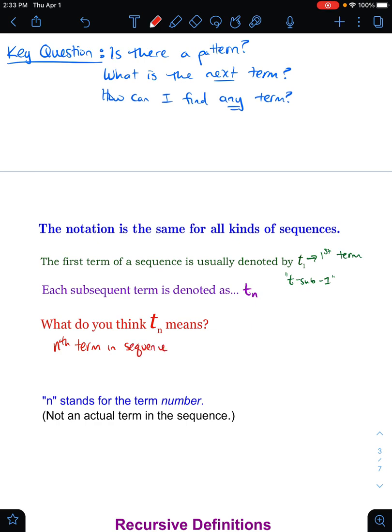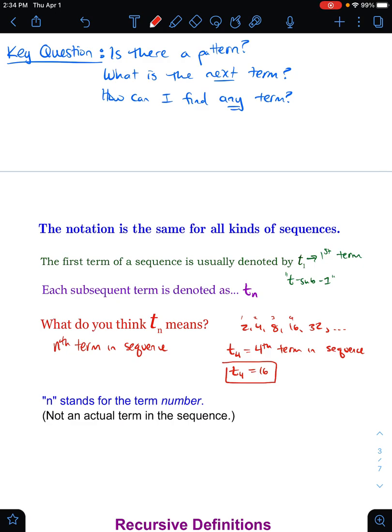That is, let's say I have the numbers 1, 2, 3, 4. Oh, I don't want to use these numbers. I lied. Let's go back to the numbers 2, 4, 8, 16, 32. Well, T sub 4 is the 4th term in the sequence. So T sub 4 in this case is 1, 2, 3, 4, 16. The fourth term in the sequence.